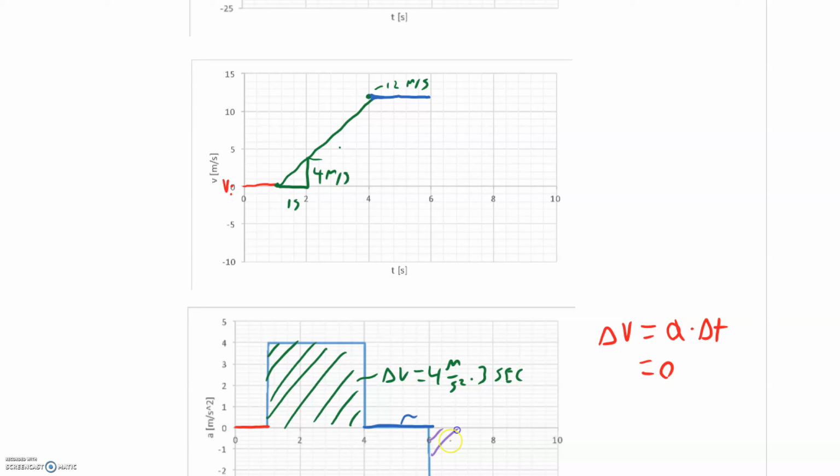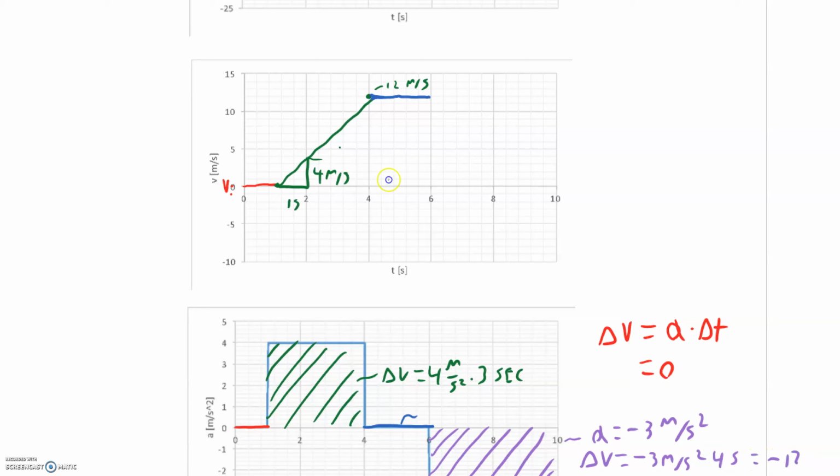Now this is kind of tricky because it has negative area, because the line is underneath the x-axis. And so here my acceleration is -3 meters per second squared. And so my change in velocity, delta v, is going to be -3 meters per second squared times 4 seconds, since I'm going from 6 to 10. And that's going to be -12. -12 meters per second is my change in velocity.